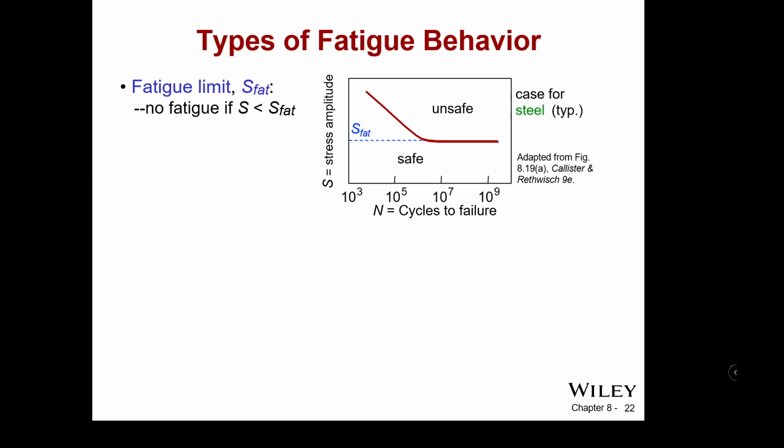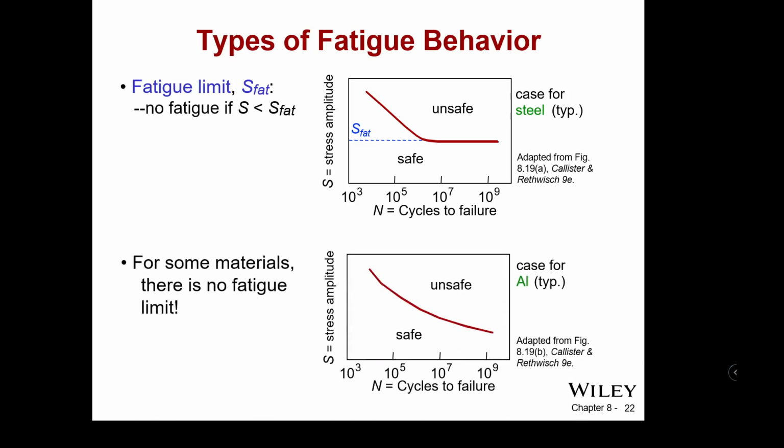So there's a fatigue limit, and that's referred to as S_FAT here. So there's a safety range, and then there's an unsafe range. So above that curve, there's a number of cycles to failure that will happen. So in the case of steel, something like 10 to the 6th cycles. Above this limit gets you into unsafe territory.